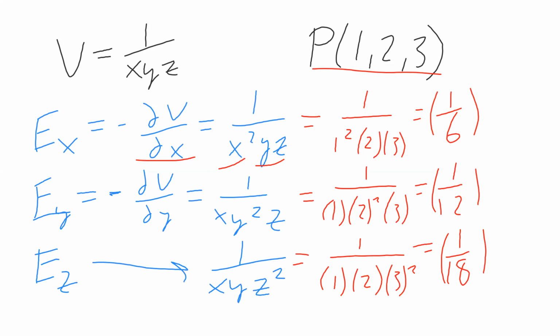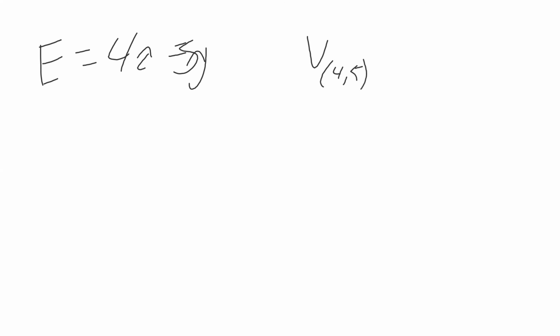Okay, got a problem here. An electric field E, they're giving me the electric field in vector notation. So I have an I hat and a J hat, but they're both constant. They give me a potential at one of my points. All right. So my electric field is 4 I hat minus 5 J hat. And they tell me the potential at the point 4 comma 5 is, oops, sorry, it's supposed to be a 5.